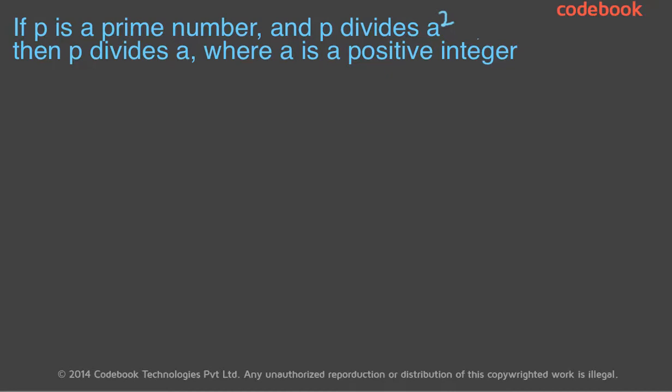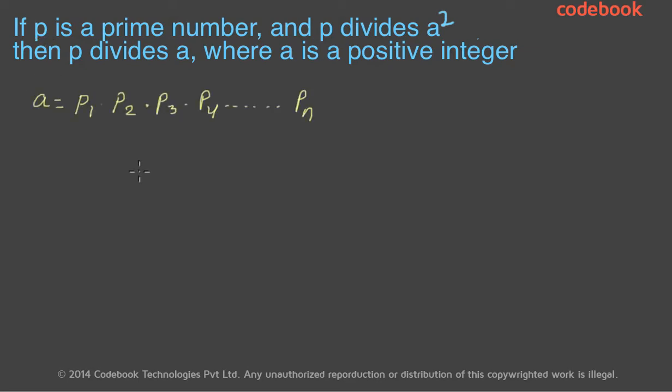In this lesson, we will look at irrational numbers. Before we talk about irrational numbers, let's look at a theorem. If p is a prime number and p divides a square, then p divides a, where a is a positive integer. So now let us try to prove this theorem.